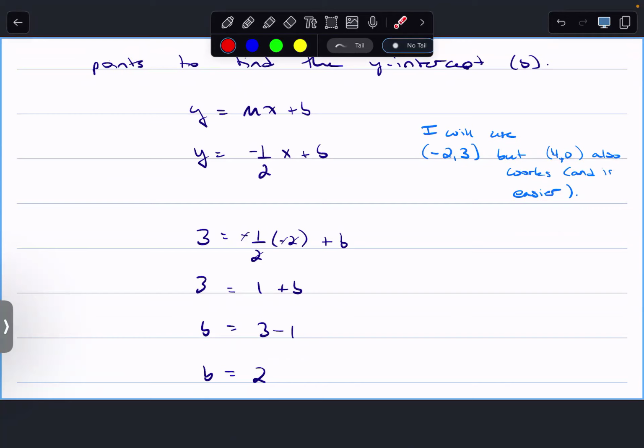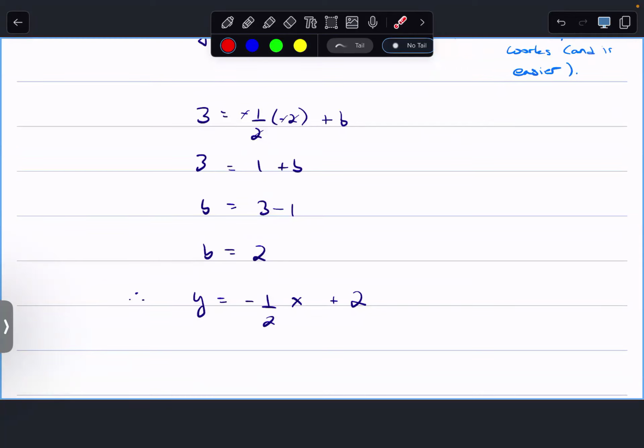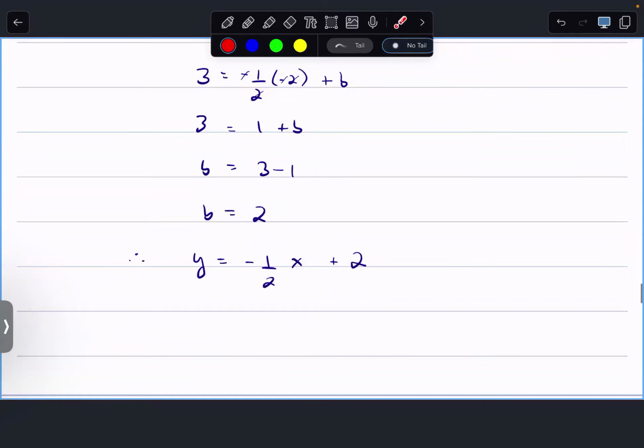Why is (4, 0) easier, quote unquote? Because if x is 4, y is 0, so it's -1/2 times 4, and this is set equal to 0. Solving for b then just becomes a little bit easier. But it really doesn't matter. And so I'm going to use (-2, 3). So I put in x is -2, y is 3. 2 divided by 2 is going to cancel to 1. And a negative times a negative makes a positive, so I canceled those as well. And so I'm left with 3 is 1 plus b, which means that b is 3 minus 1, so b is 2. So the y-intercept is 2.